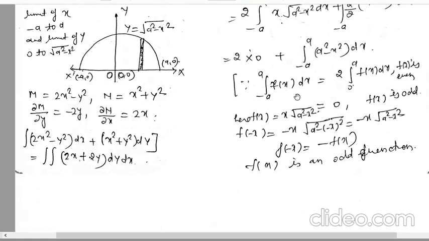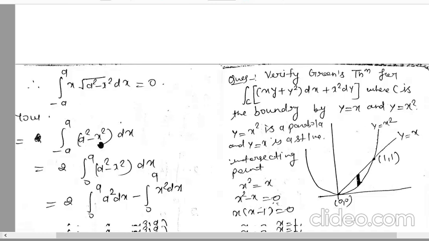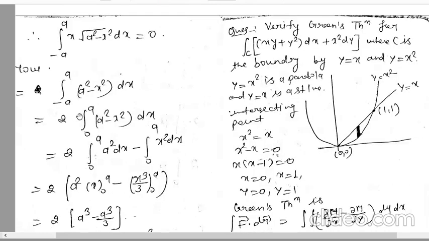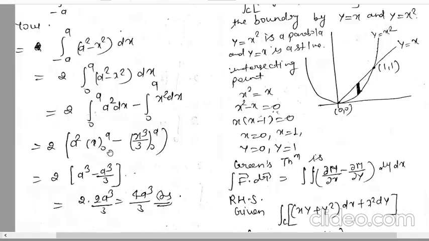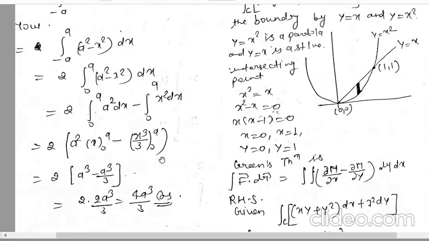So you are getting 0 for this one, and only this integral is remaining. So the integral from minus a to a of x times square root of a square minus x square dx is equal to 0, and the remaining one is the integral from minus a to a of square root of a square minus x square dx. This is your even function, so you can break the limits: 2 times the integral from 0 to a of square root of a square minus x square dx. Now integrate with respect to x, and your final answer is 4a cube upon 3, right?